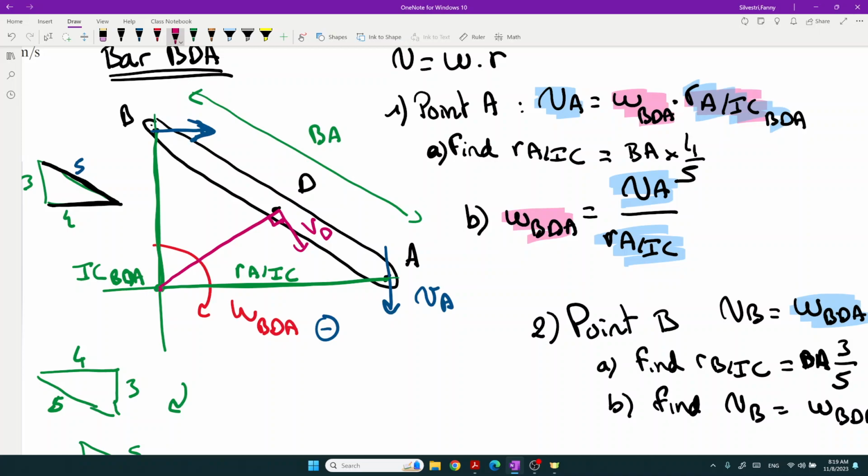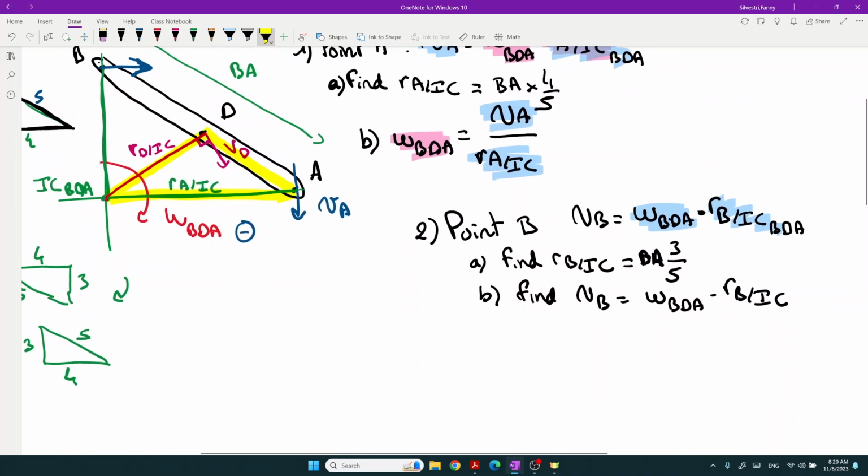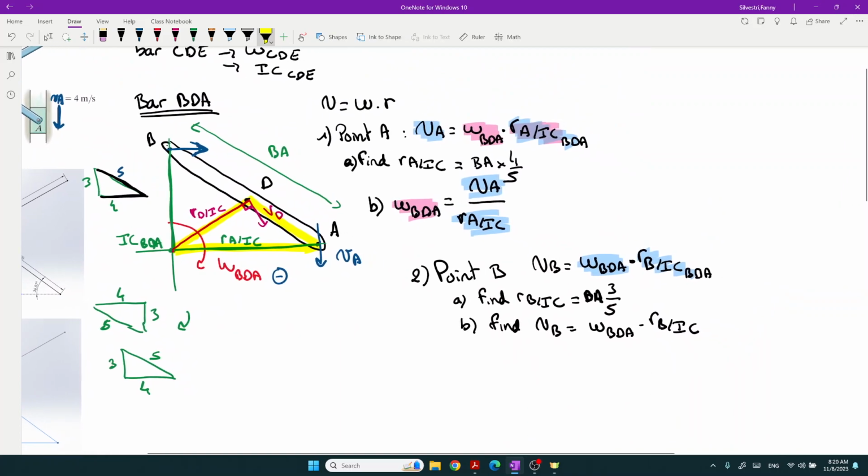Okay, great. But we don't know RDIC. We don't know this distance. We know omega, but we don't know RDIC, and we try to find VD. So if we look there, we don't have right angles in the triangle that we know. We will get in that triangle. Okay. So let me draw that triangle by itself, and let's work on that.